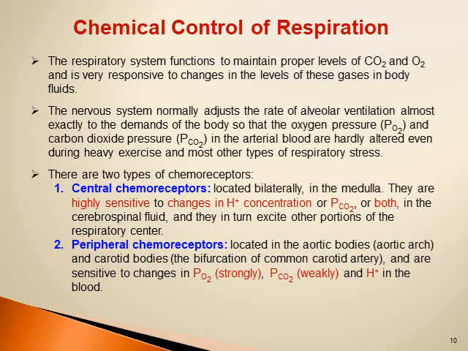The peripheral chemoreceptors are present outside the central nervous system, located in the aortic bodies in the aortic arch, and the carotid bodies at the bifurcation of the common carotid artery that you studied in anatomy. They are sensitive to changes in oxygen concentration, which very strongly affect them, and to a lesser extent the partial pressure of carbon dioxide and hydrogen concentration in the blood. So they sense changes of oxygen, carbon dioxide, and hydrogen.